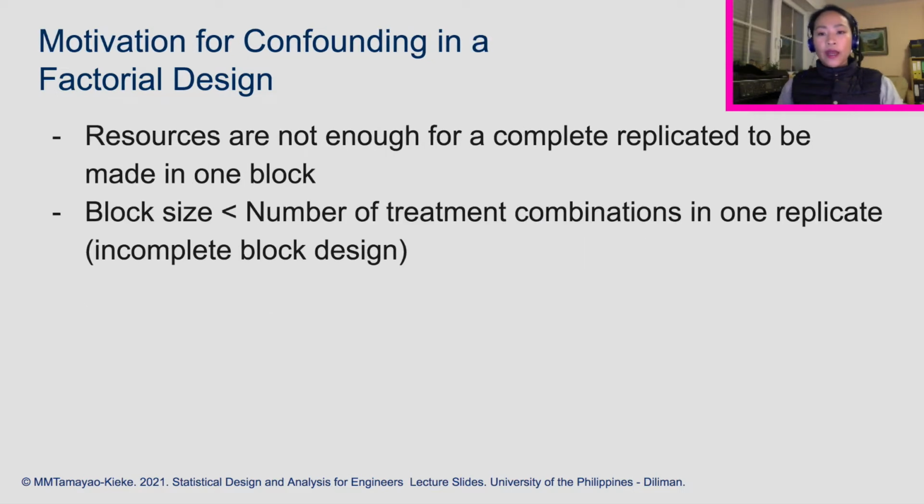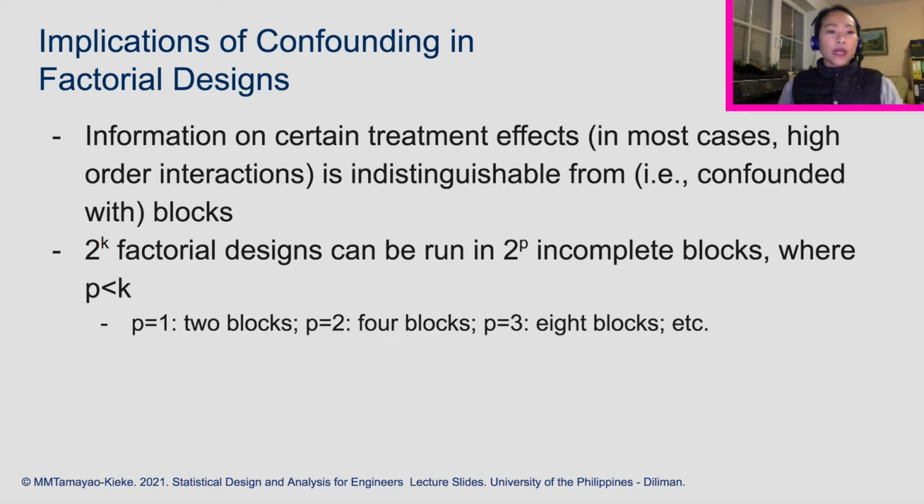By the way, when block size is less than the number of treatment combinations in one replicate, this is also referred to as an incomplete block design. Now, what are the implications of confounding in factorial designs? Well, one, information on certain treatment effects, in most cases high-order interactions, is indistinguishable from the blocks. We can also say the information is confounded with the blocks, or hidden by the blocks.